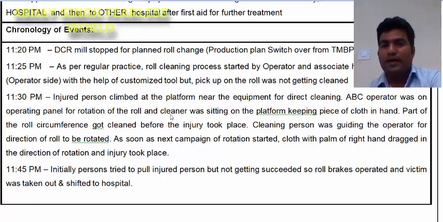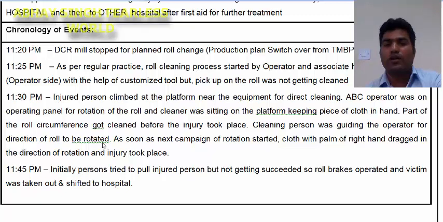One person was rotating the roll through the panel and one was cleaning, and the cleaner was sitting on the platform keeping a piece of cloth in hand. That means he was cleaning with a piece of cloth by hand, and part of the roll circumference got clean. That means the circumference part got clean before the injury took place, and the cleaning person was guiding the operator for the direction of roll to be rotated.